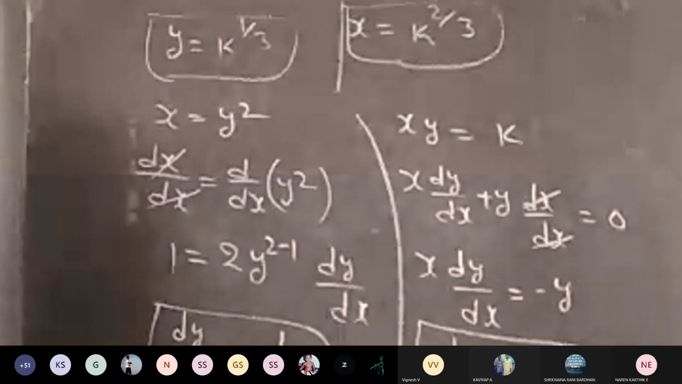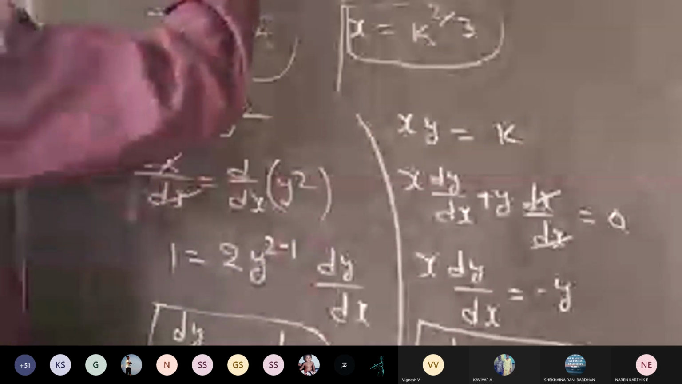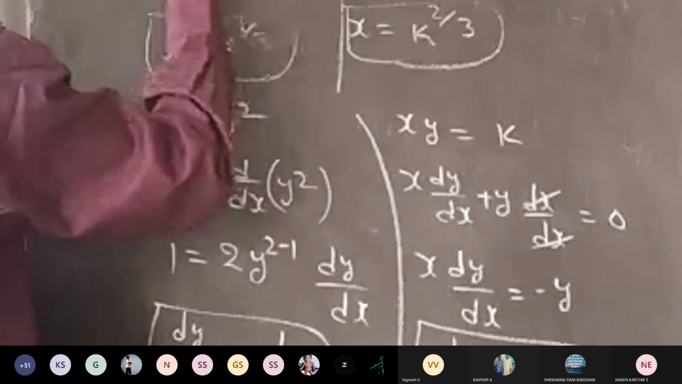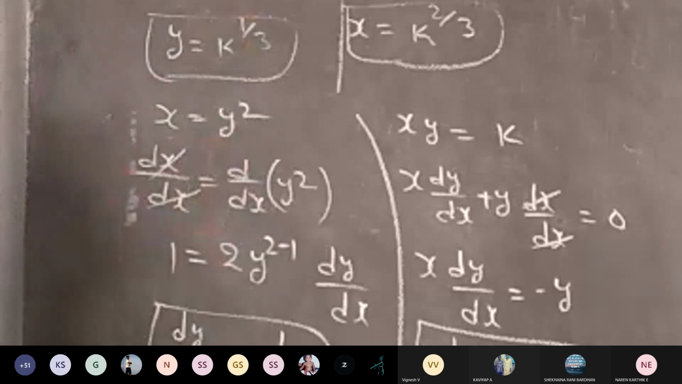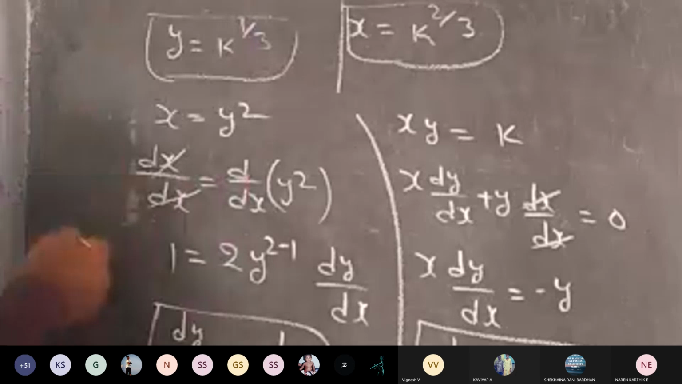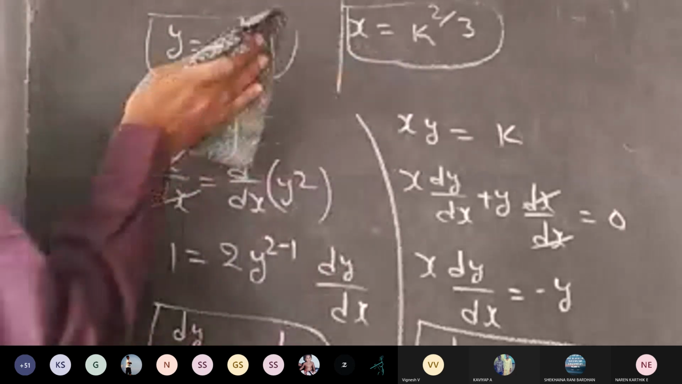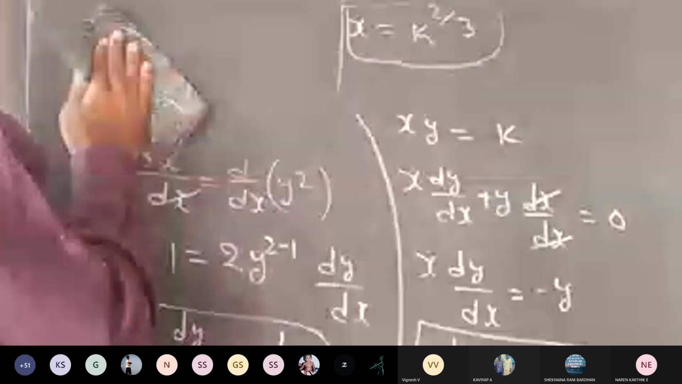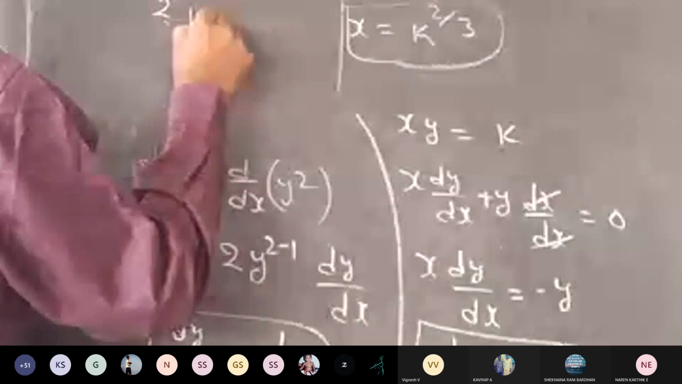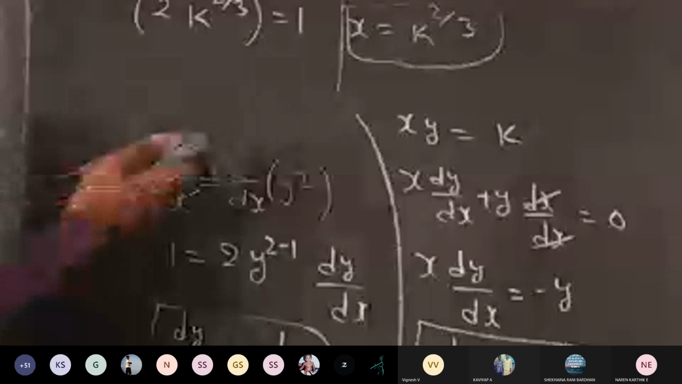Okay. Minus y by x into 1 by 2y is equal to minus 1. So here this minus will get cancelled, y will get cancelled. So here what can you write? 1 by 2x is equal to 1. So 2x is equal to 1, by cross multiplication. Okay. So now here x is equal to k power 2 by 3. So 2k power 2 by 3 is equal to 1.